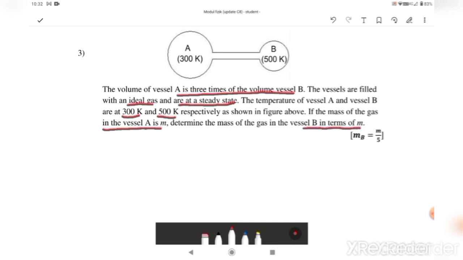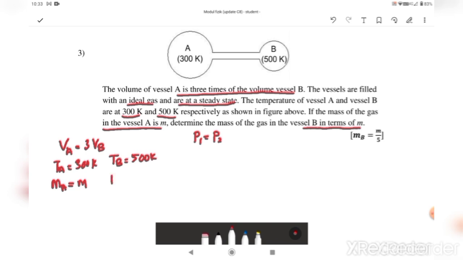So first, list down all the information given. First is volume: VA is equal to 3VB. We also have that at steady state, P1 is equal to P2. Temperature A, TA, is equal to 300 Kelvin. Temperature B, TB, is equal to 500 Kelvin. We also have mass: mass A is equal to M, and the question asks you to find mass B in terms of mass A.